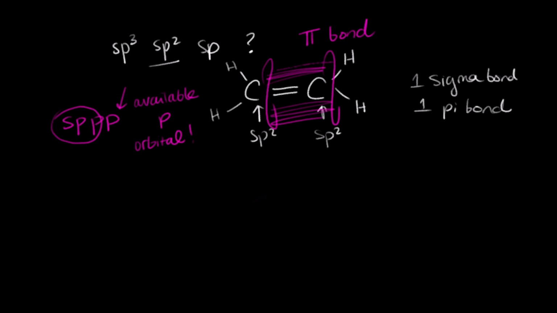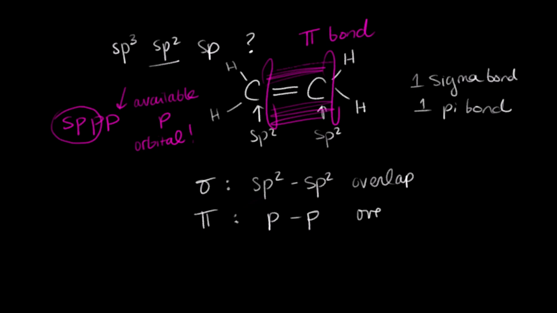So again, in this case, the sigma bond is a result of an sp2 overlap between those 2 carbons. So we have sp2 overlap. And the pi bond is going to be that p-p overlap, right? So that's what's actually creating those bonds. Both of these carbons are sp2 hybridized.